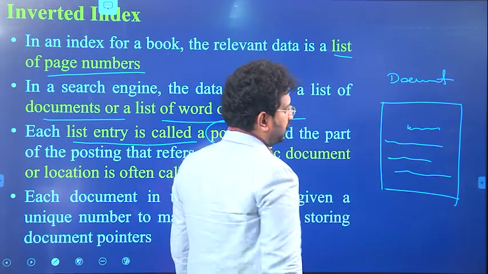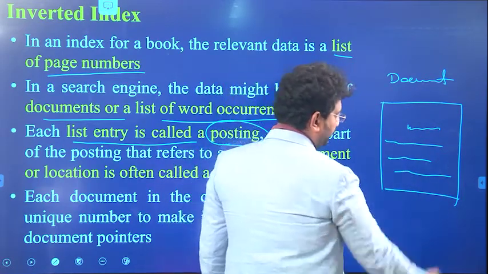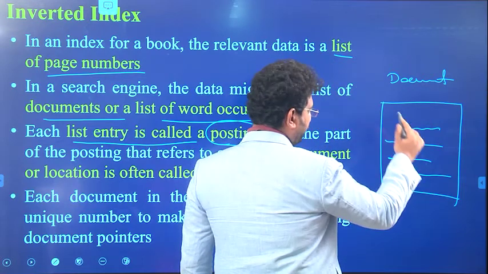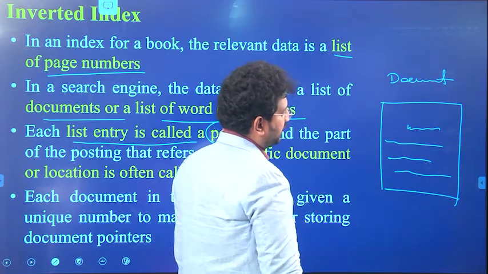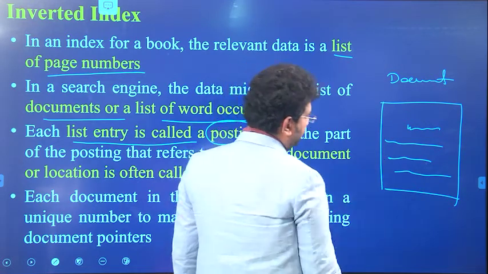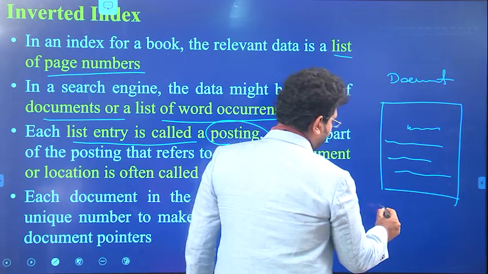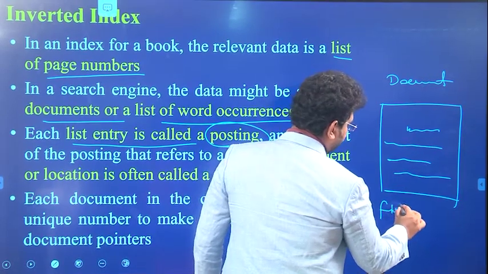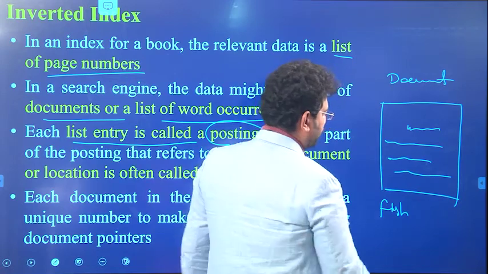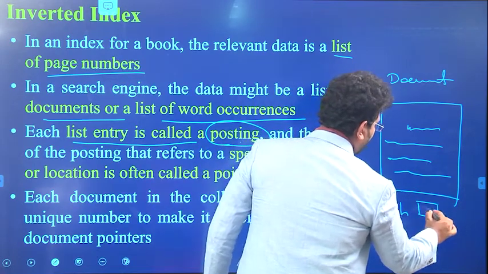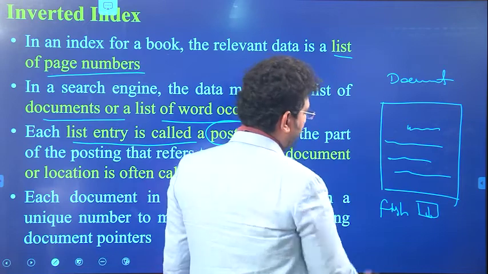Each and every sentence consists of a number of words, and whenever we form the inverted index, if you observe here, for example, the word fish, if this word has occurred in a document, it is present in document 1. We are simply calling it a posting.